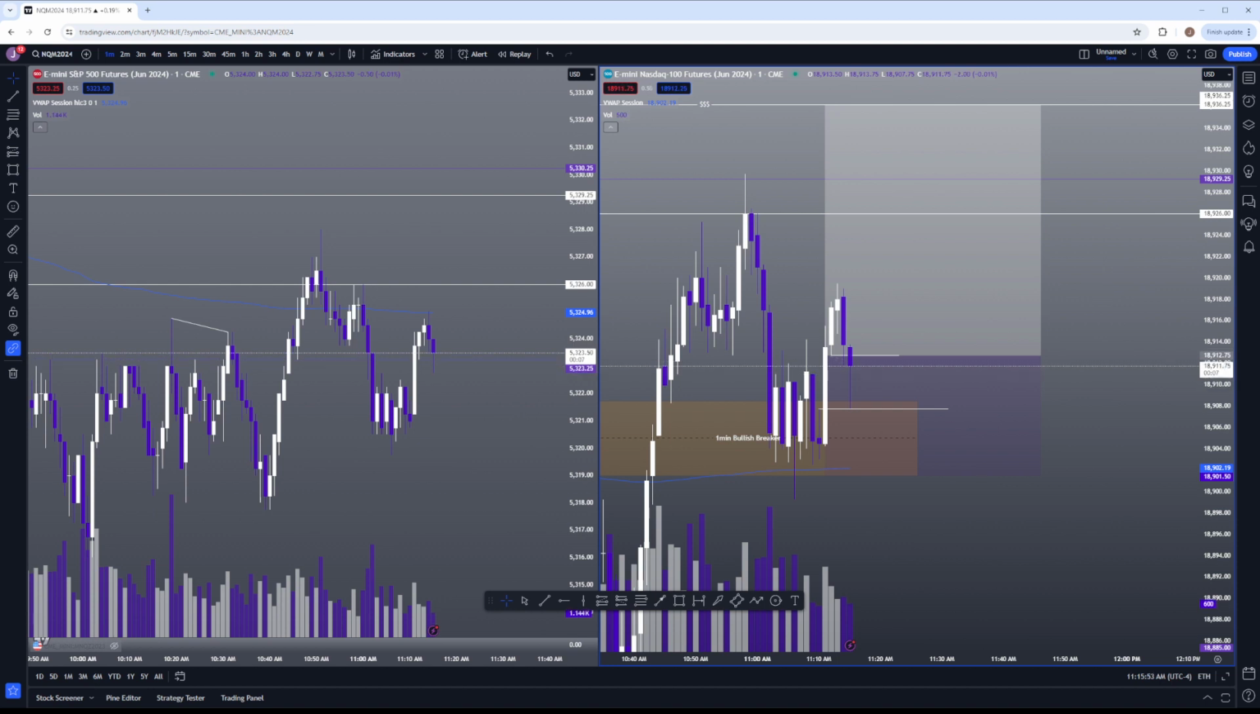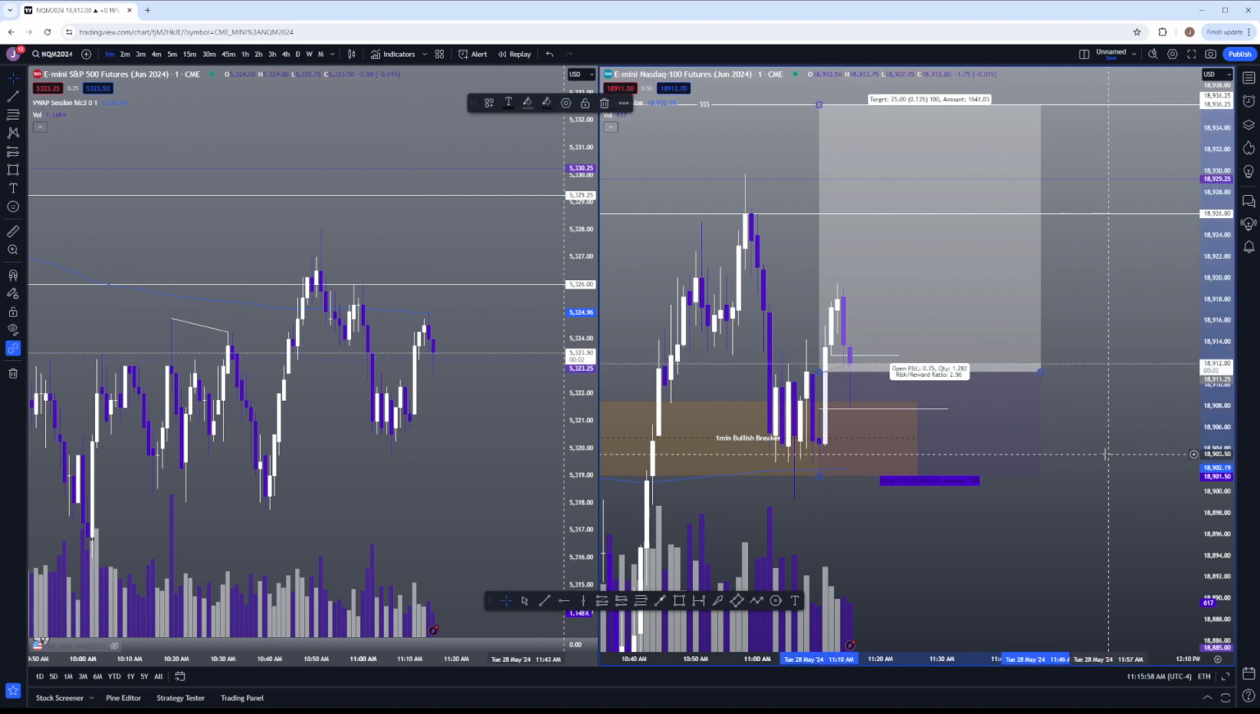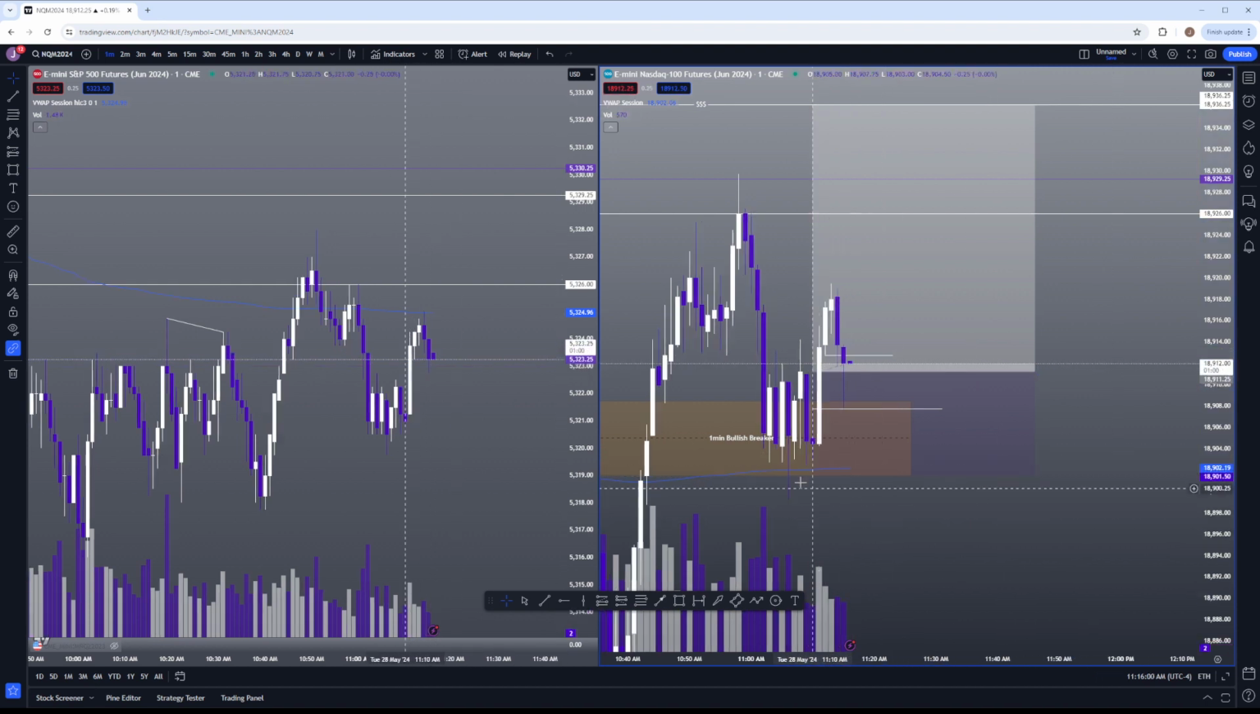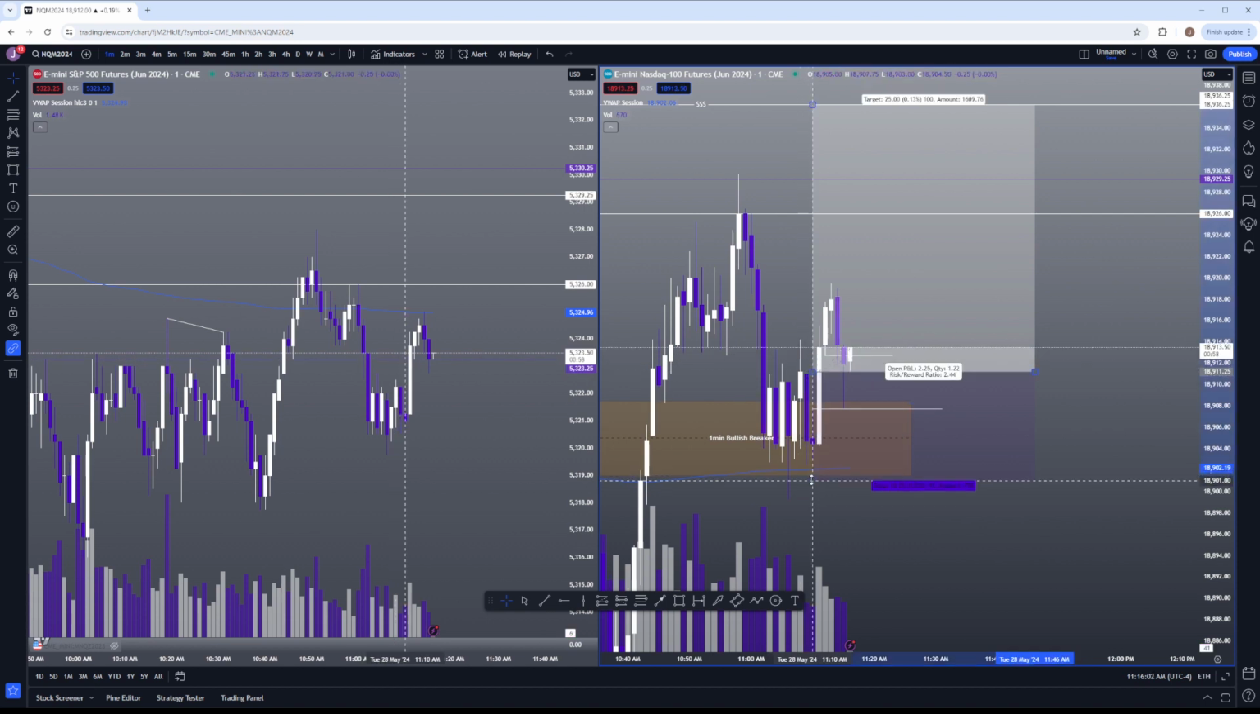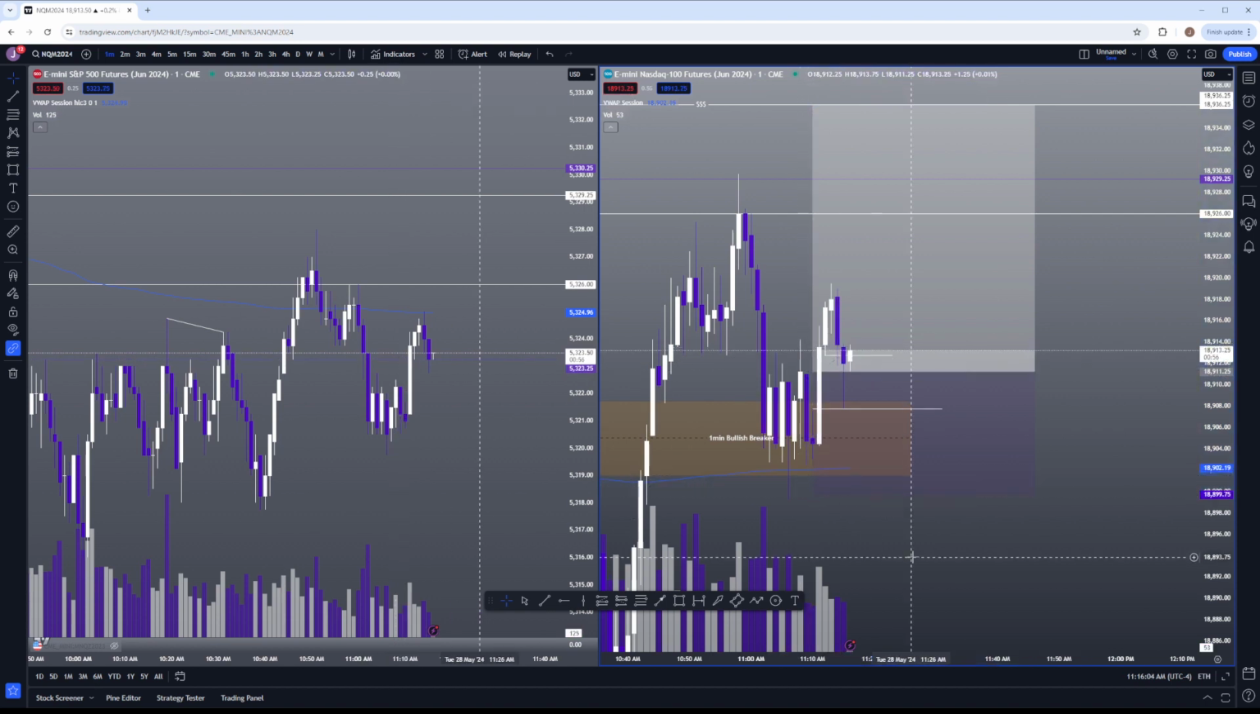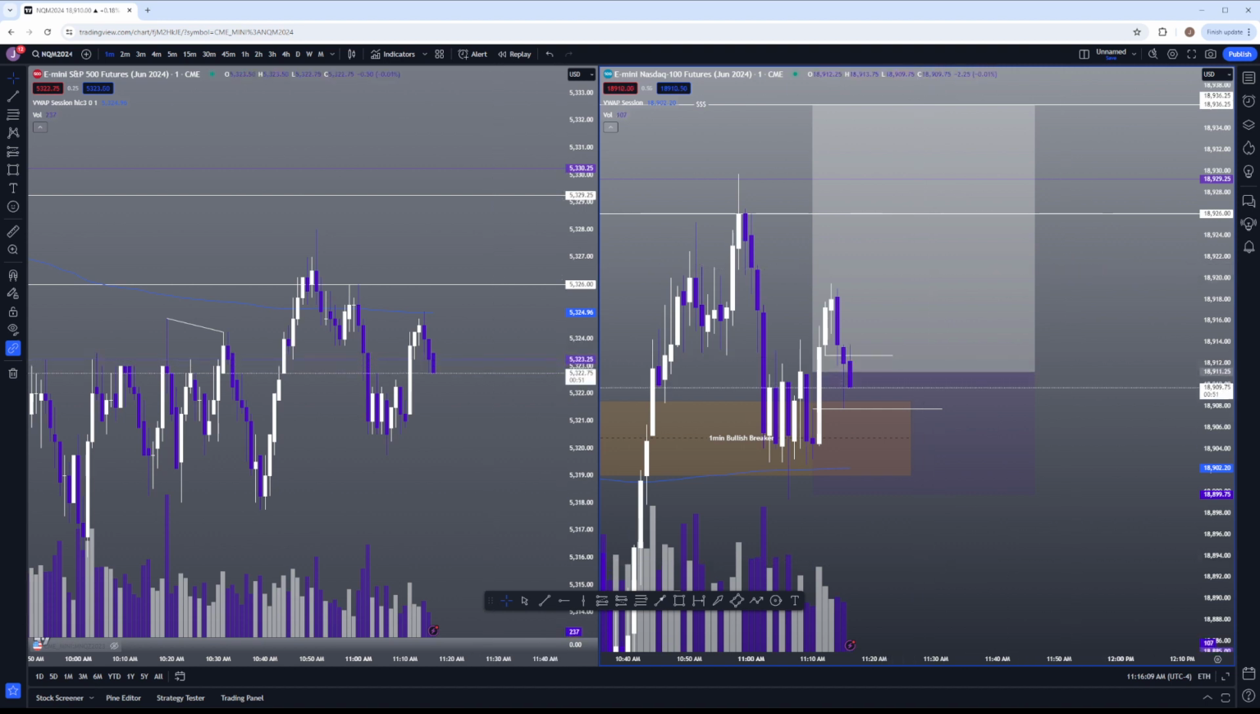Let's see. So my entry is at 18,911.25. So good entry there. And keep my stop below the 1-minute breaker. Keep it at 45 ticks here, 18,899.75. Yeah, this will be my last trade here.